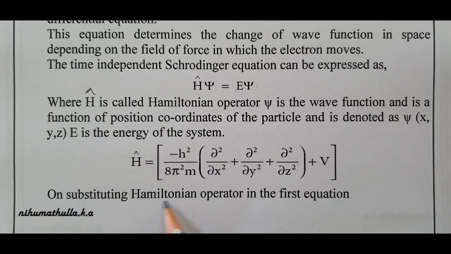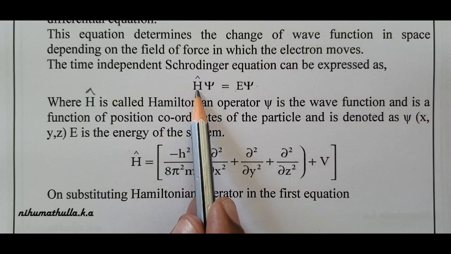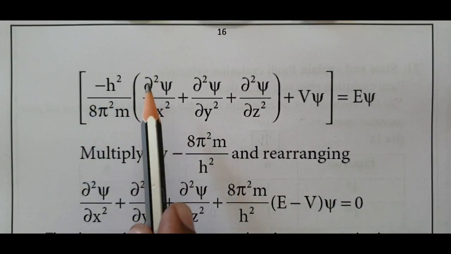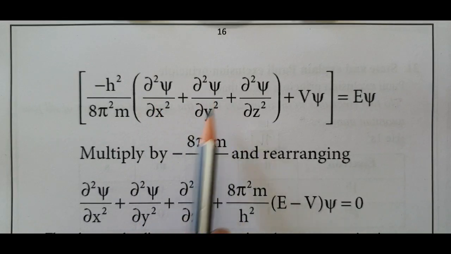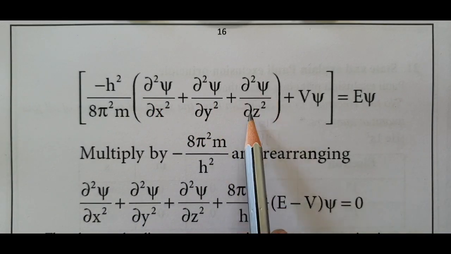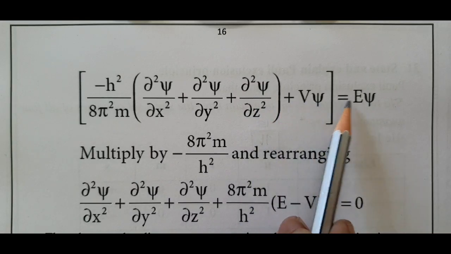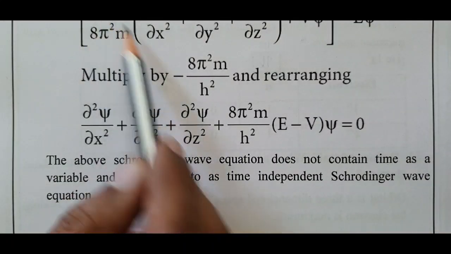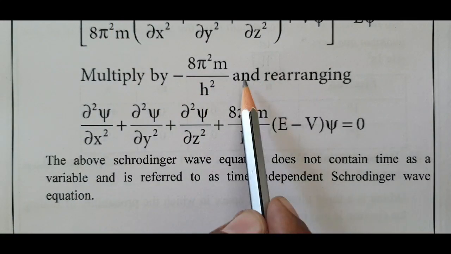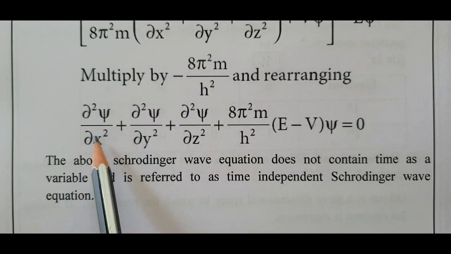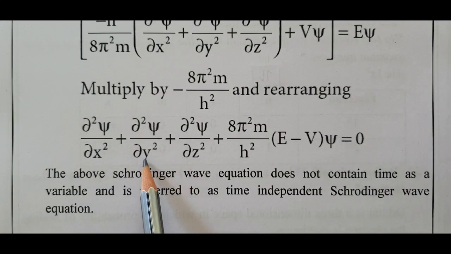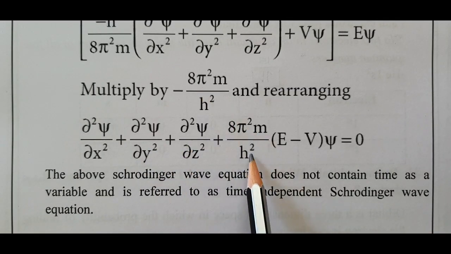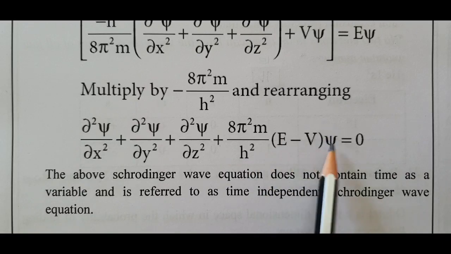On substituting the Hamiltonian operator in the first equation, minus h squared divided by 8 pi squared m into del squared psi by del x squared plus del squared psi by del y squared plus del squared psi by del z squared, plus V into psi equal to E psi. Multiply by minus the reciprocal quantity, minus 8 pi squared m divided by h squared, and rearranging: del squared psi by del x squared plus del squared psi by del y squared plus del squared psi by del z squared plus 8 pi squared m divided by h squared into (E minus V) into psi equal to 0.